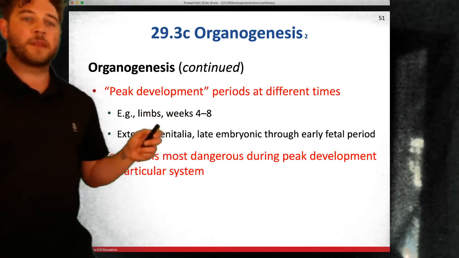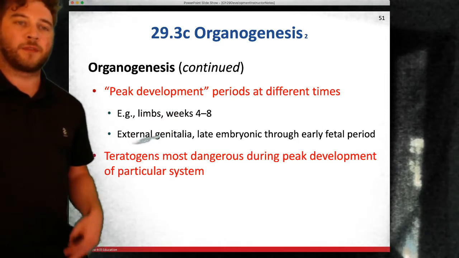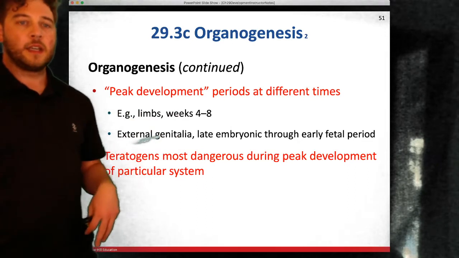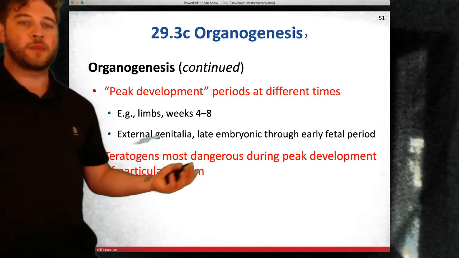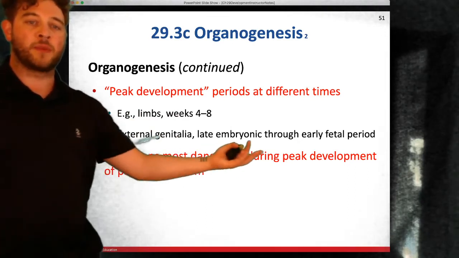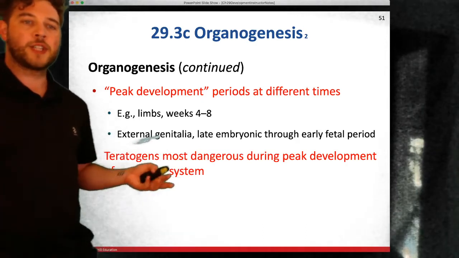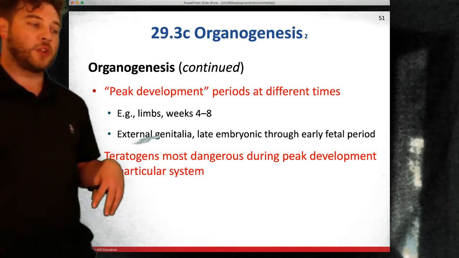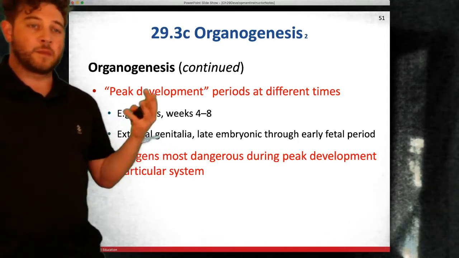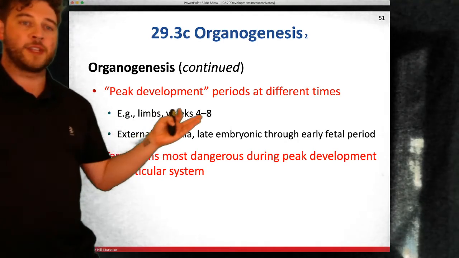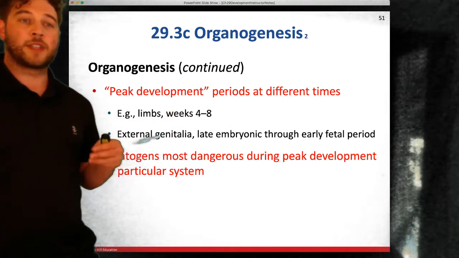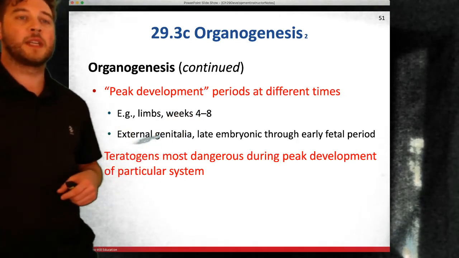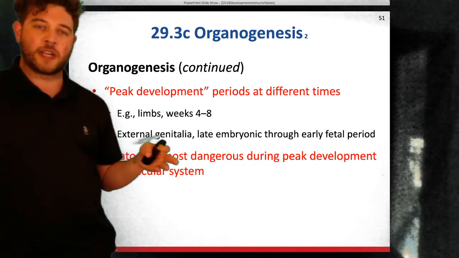So peak development is at different times for different structures. Your limbs' peak development is weeks 4 to 8. The external genitalia occurs through the late embryonic through early fetal period. So teratogens are most dangerous during the peak development of a particular system. So let's say you weren't aware that you were pregnant, and were consuming drugs and alcohol heavily during weeks 4 to 8. This could impair their limb development, their external genitalia development, as well as any other structures that happen to be occurring during that peak time.